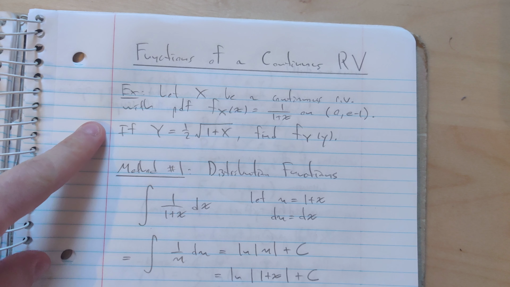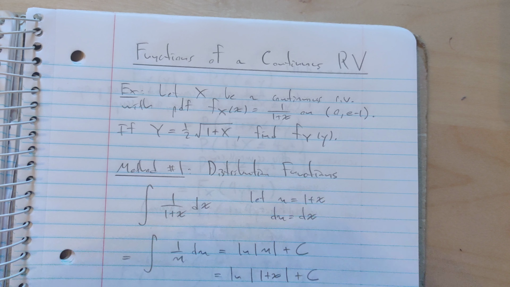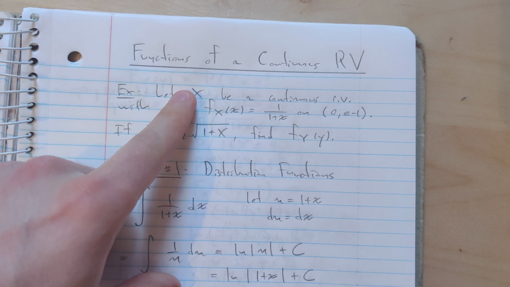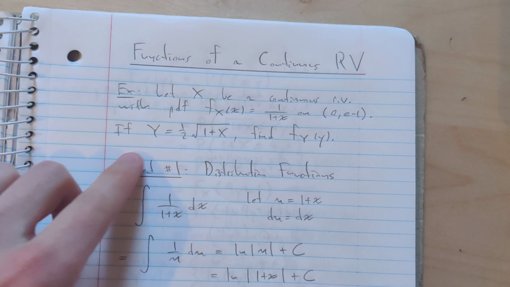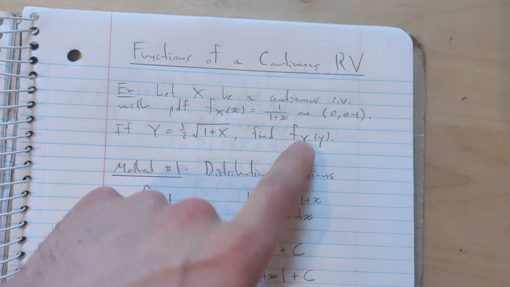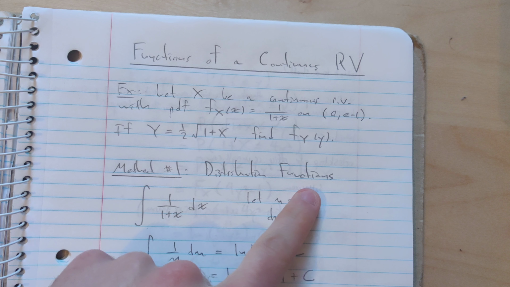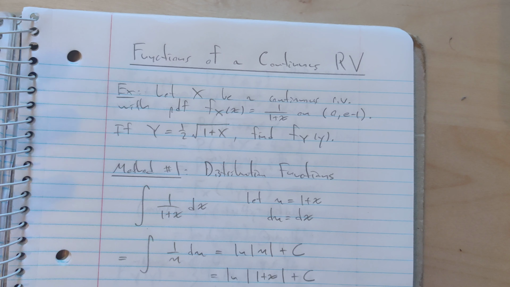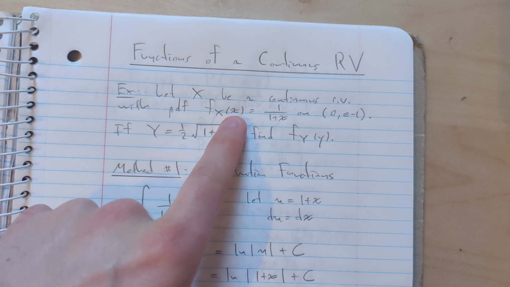Let's redo this example we did last time using the method of distribution functions, but this time using the method of substitution. So you've got a continuous random variable x, you know its PDF, you have a new continuous random variable y defined in terms of x, and I want to find its PDF. The method of distribution functions can take a while because we had to find the distribution function, the CDF for x, which takes a while.